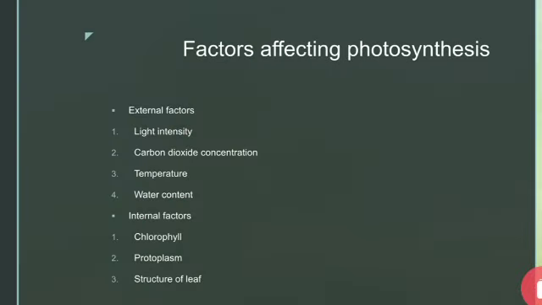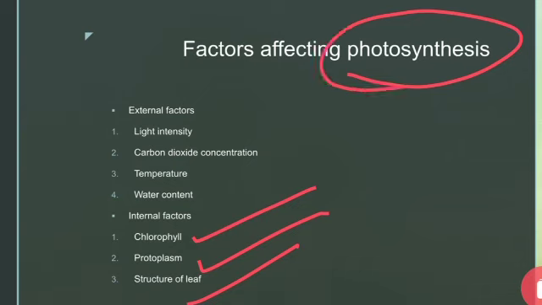In the case of internal factors, we can say that the amount of chlorophyll, the protoplasm, and the structure of the leaf affect photosynthesis. How does chlorophyll affect photosynthesis? If any deficiency disease is present in the leaf, it can affect the amount of chlorophyll, or loss of chlorophyll may occur, because of which the photosynthesis process is hindered.